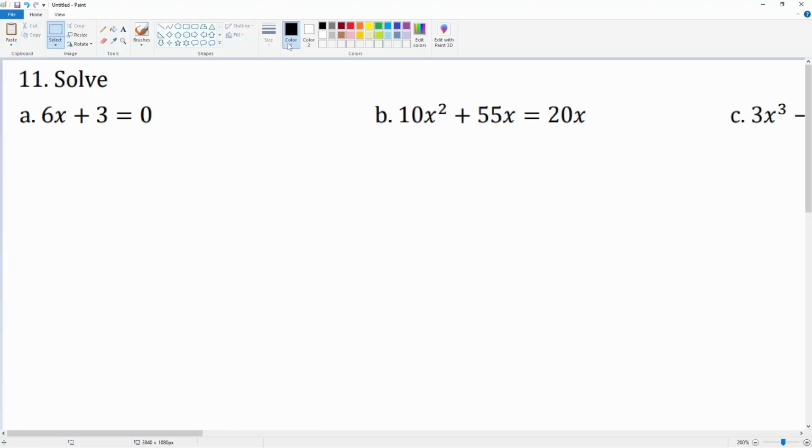Number 11, here we're going to solve. Take a look. This is 6x plus 3 equals 0. Notice this is already a degree 1. Okay, this does not require any factoring. We could just solve for x.